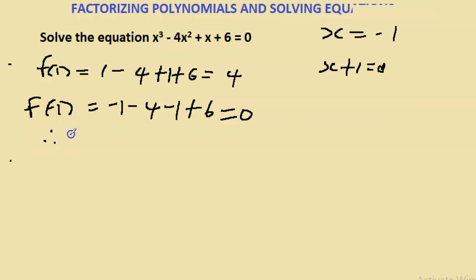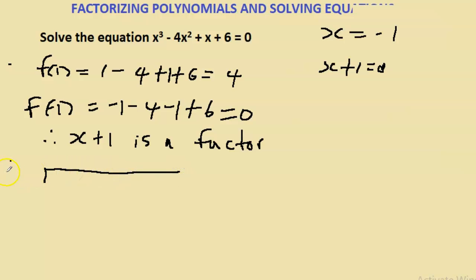So therefore, x plus 1 is a factor, since f of negative 1 gives us 0. Good? Let's find the other factors now. We can do so by long division. So we have x cubed minus 4x squared plus x plus 6, let's divide.